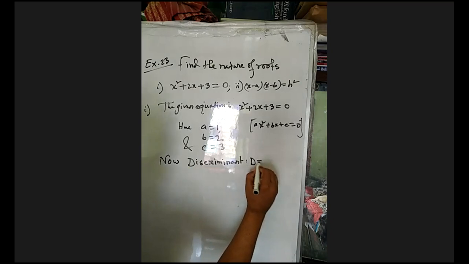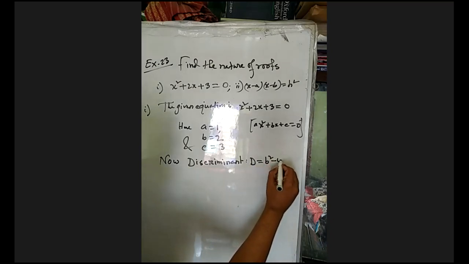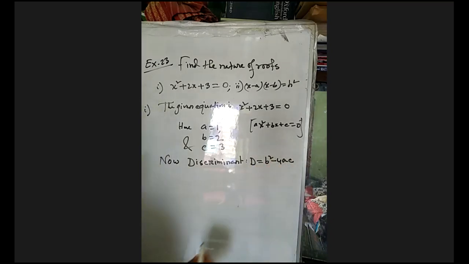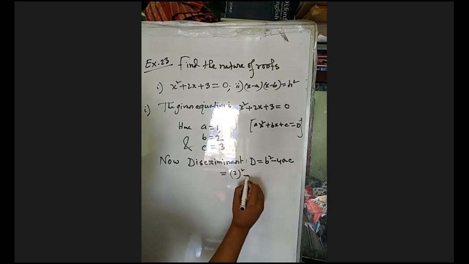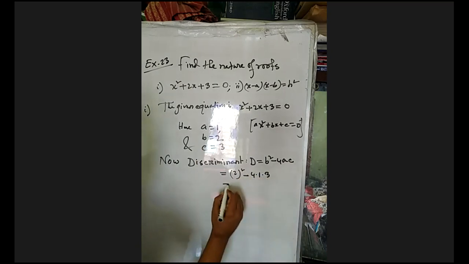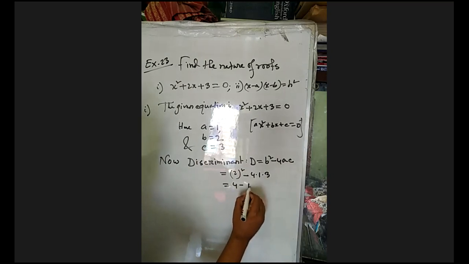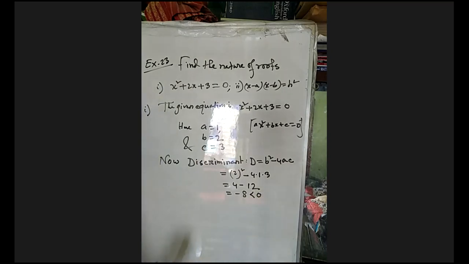Now the discriminant d equals to what? You must know, b square minus 4ac. So the discriminant can be written as b means 2 square, minus 4, a means 1, and c equals to 3. This is why 4 minus 12, which equals minus 8, which is less than 0. That means the discriminant d is less than 0.